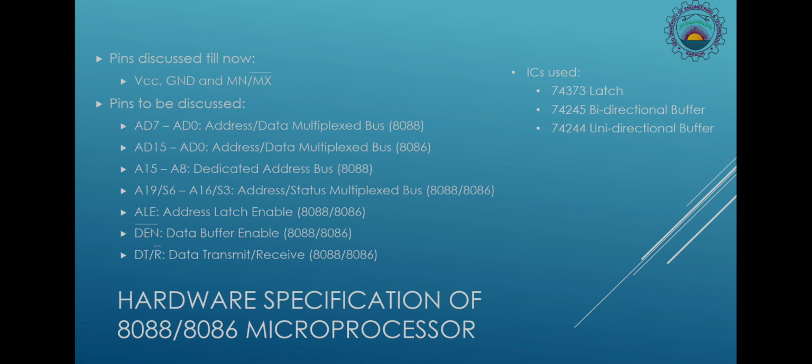Then in the coming slides we will have figures for demultiplexing of address from data and status, and a bidirectional buffer will be used for data bus buffering, and a unidirectional buffer will be used for buffering dedicated address lines and control signals.